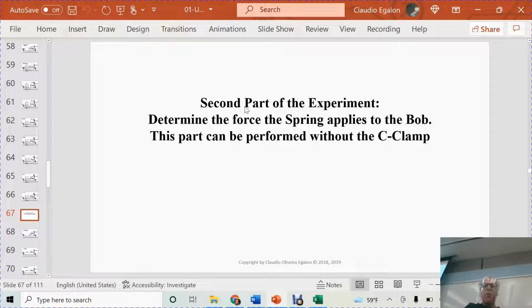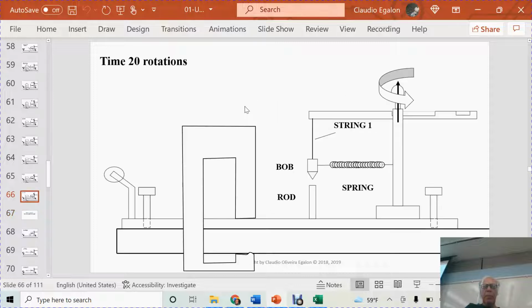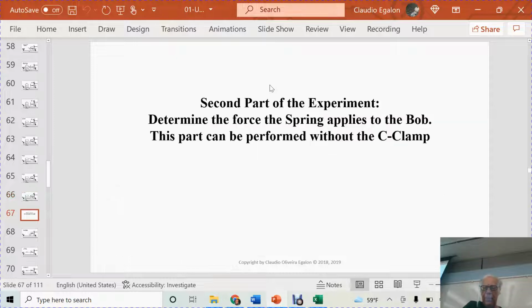This part can be performed without the C-clamp. The C-clamp is important because when this is rotating, it has some inertia, and without the C-clamp, the whole setup is going to start moving back and forth, okay? That's why we are using the C-clamp here.